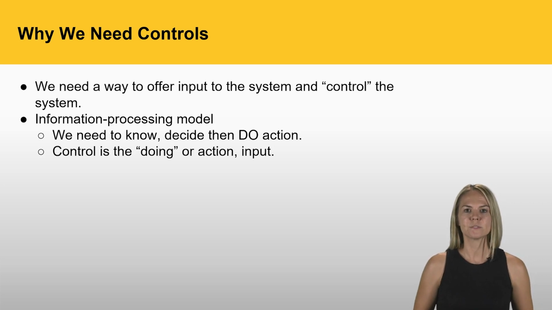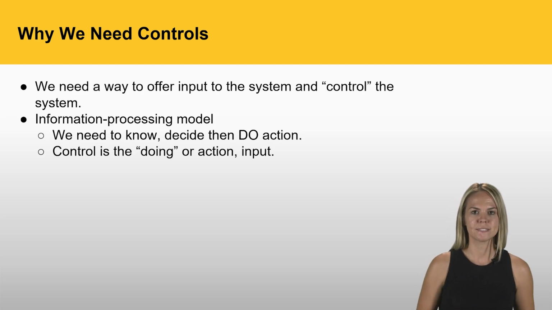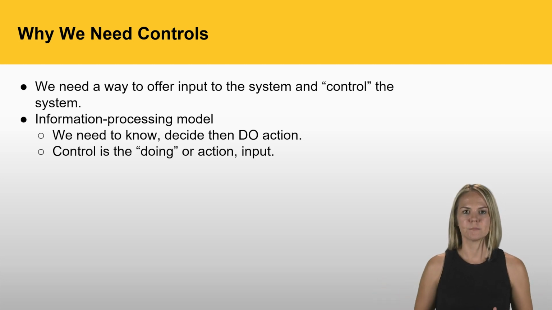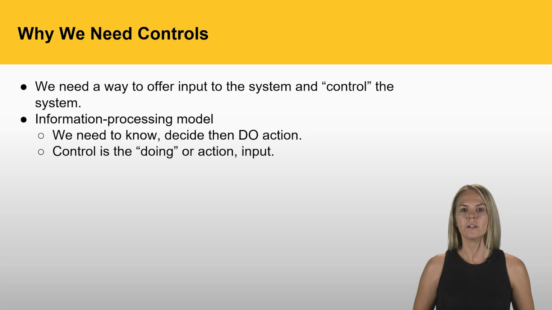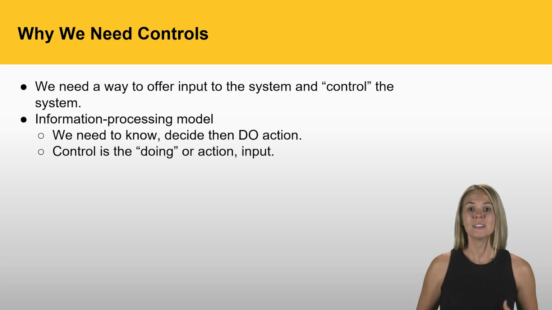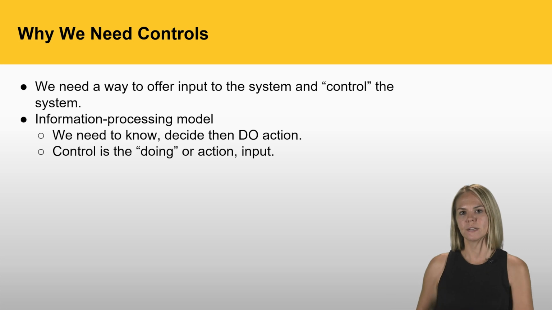So the control is really the doing. When you control a system, it means you're actually doing something, an action or an input to add to the system to get some kind of output, right? If I hit enter or if I hit play, then I would expect that the system would respond. Some of the theory for this type of process is called the information processing model. That is where the user needs to know what it is that they're supposed to do, decide, which we talked a lot about, and then do. And that do, again, is the action.